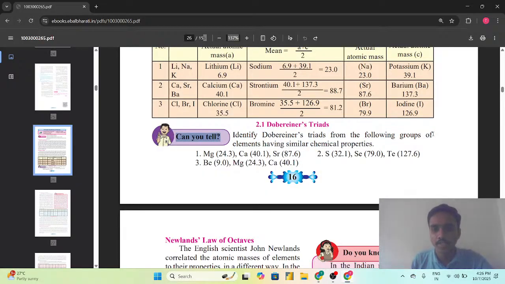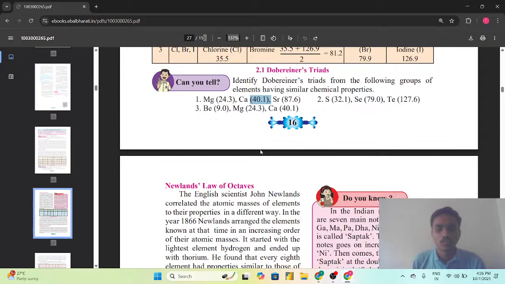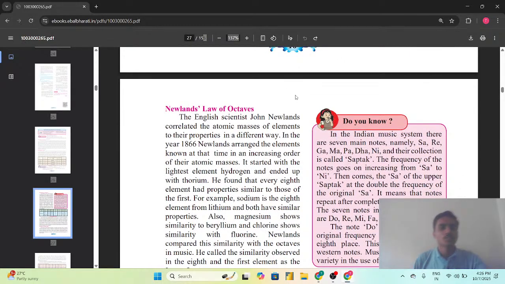So here we are having another one question. Identify the Dobereiner triad for the following groups of the elements having the similar chemical properties. So that all we have to do: we have to take the mean of the extreme large two elements, and we have to check whether the extreme large two elements mean gets matched with the atomic mass of the middle element. So this we can perform.